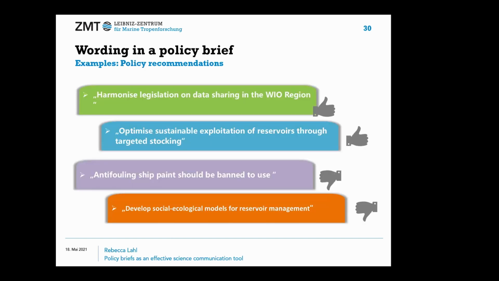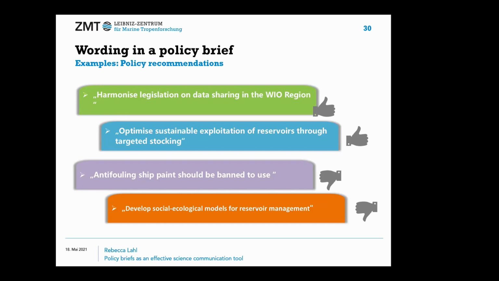Examples of some good wording of recommendations, I find, are, for example, "harmonize legislation on data sharing in the WIO region." I think that's pretty clear about what to do. Or "optimize sustainable exploitation of reservoirs through targeted stocking." Examples which I don't find that good are "anti-fouling ship paint should be banned." Here, for example, it is very top down, it's "you should not do it," and it doesn't really tell us why.